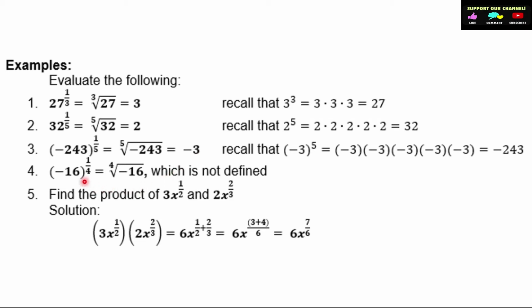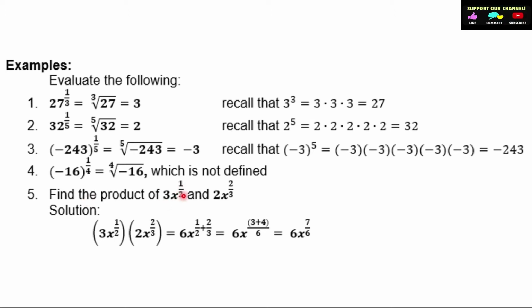Number 4. Negative 16 to the power of 1/4, the denominator is 4. So, the 4th root of negative 16. Since there is no number that you can multiply by itself that gives negative 16, that is not defined.